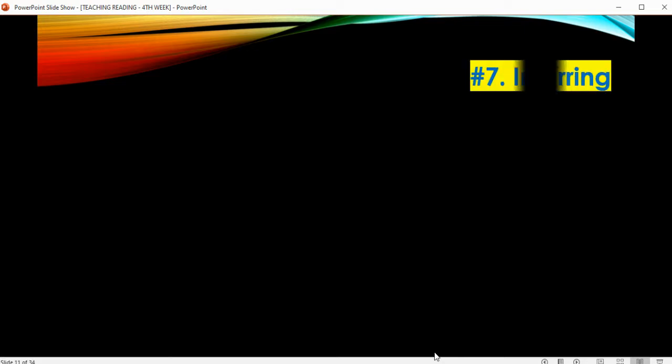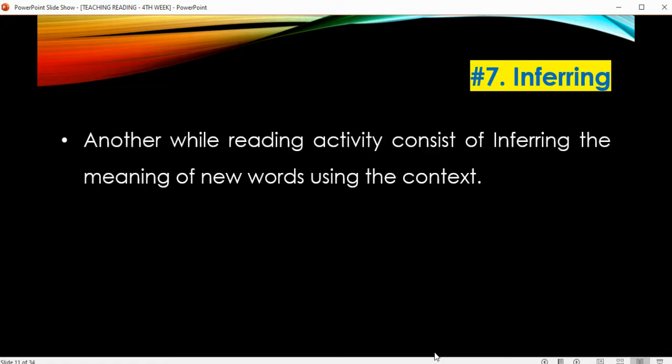Now, the next activity, here again you have inferring. But now we are going to do this activity consisting of inferring the meaning of new words using the context. The other part was inferring some information. Now here you're going to infer, to deduce, to guess what the word meaning would be, all right? But using the context, using the words around it.